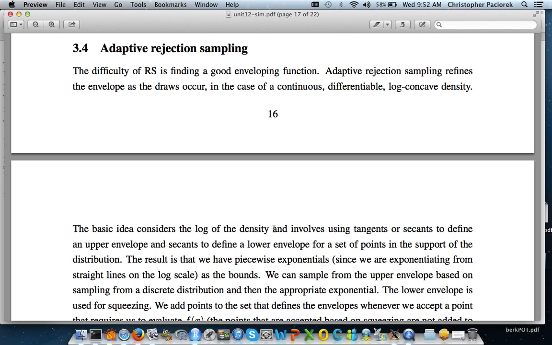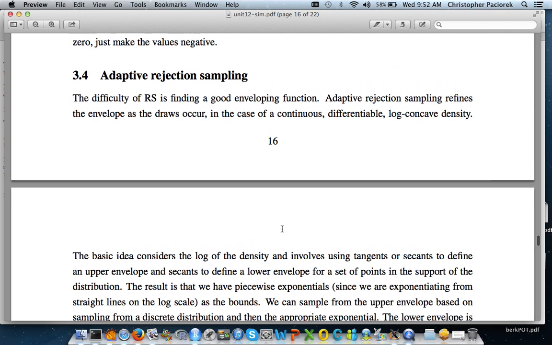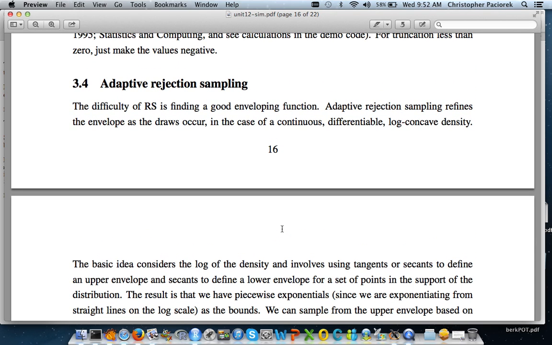So adaptive rejection sampling gives us an algorithm. It only, however, works under particular conditions. It has to be a continuous, differentiable, log concave density. Basically what that means is when you take the density f of x and you take the log, the result is a concave function. So we have to have that log f of x is a concave function. The normal, for example, works because the normal distribution is exp of minus 1/2 x minus mu squared over sigma squared. If you take the log of that, that's just a quadratic function, quadratic in x.